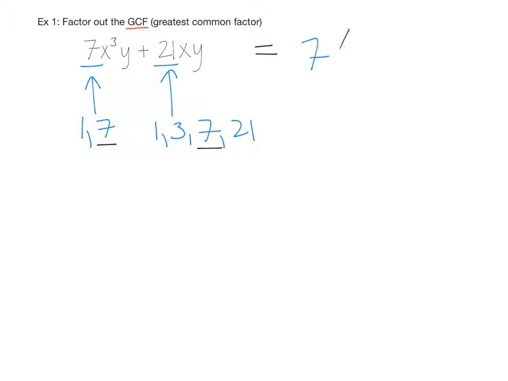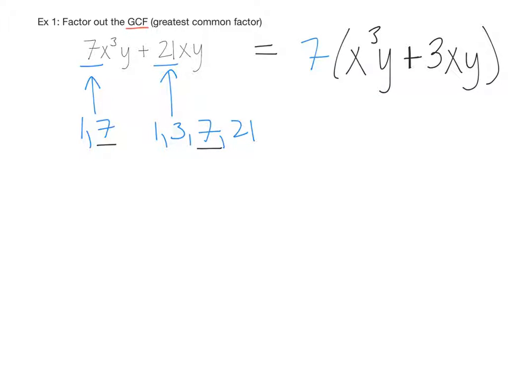When we divide out our 7, we want to write down what we have left. So here, we know we have x cubed times y. That's all one term that's left after we divide the 7 out of it and put it in front. And then we take our 21xy, divide out the 7, and we're left with a 3xy, all one term again.